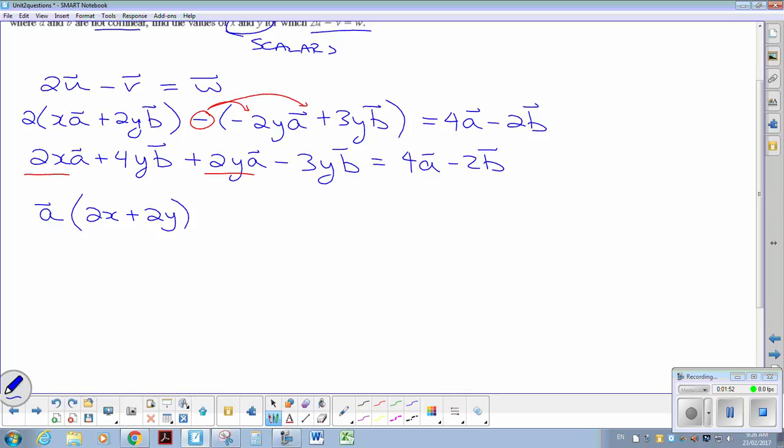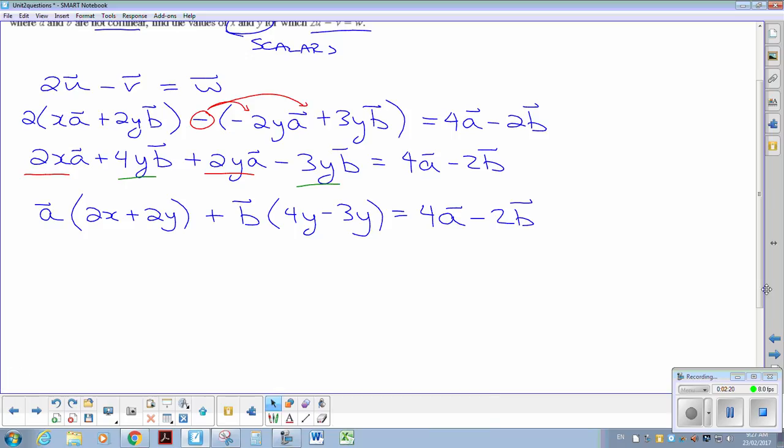And remember, with vectors, they follow all our rules for algebra. So we can factor, distribute, etc. You can do whatever you can do with an algebraic equation, you can do the same with vectors when you're rearranging. So now I take my b vectors, and I'm going to do the same thing. I'm going to common factor out a b vector, which would leave me with 4y minus 3y, and that's equal to 4a minus 2b.